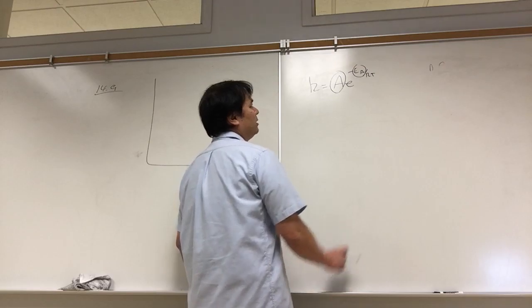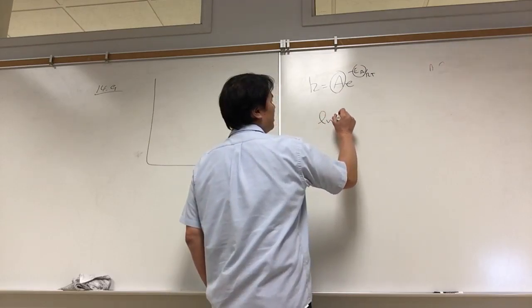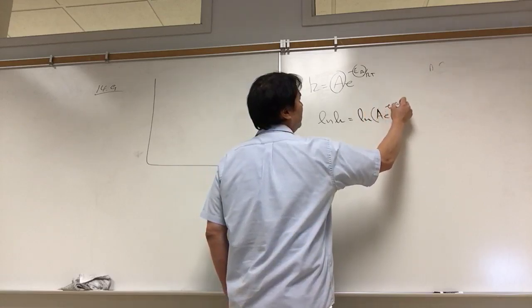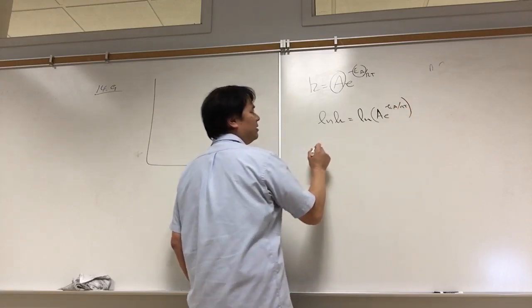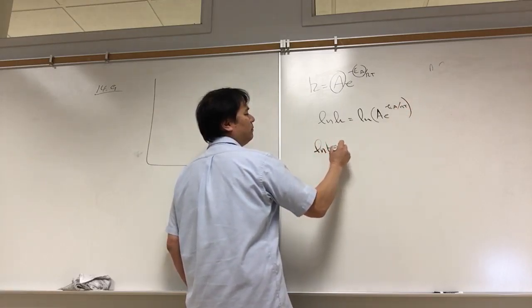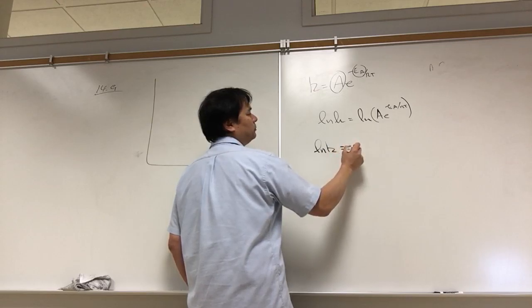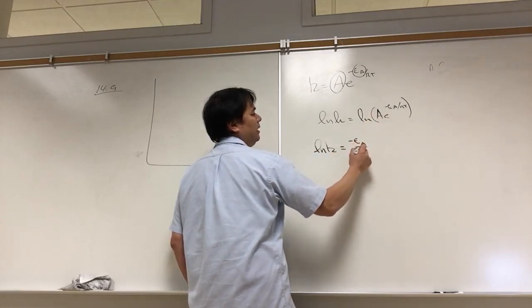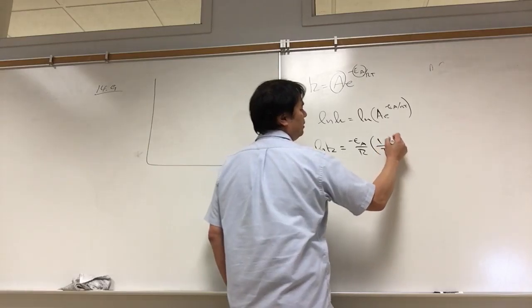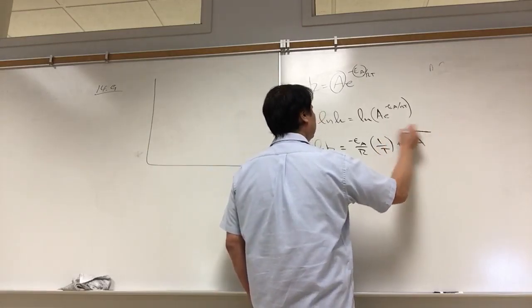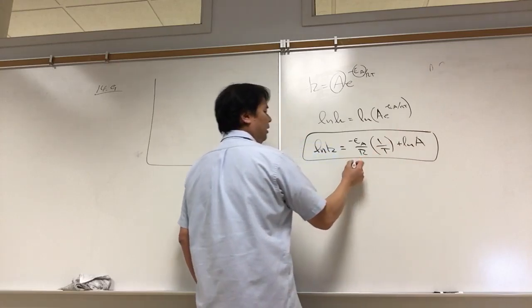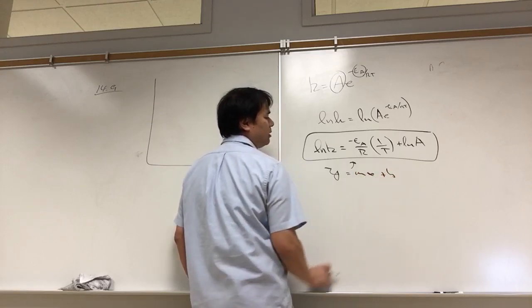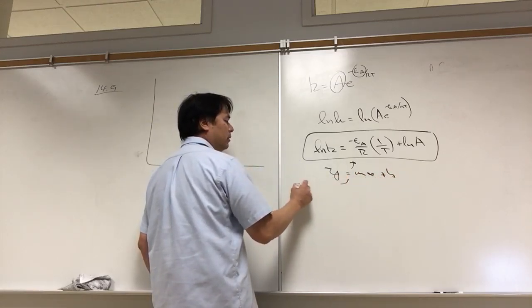If we take the natural log of both sides, so we take the ln of k, this is going to equal the ln of A e to the minus EA over RT. Simplifying, ln of k is equal to minus EA over R, 1 over T, plus the ln of A. This equation is y equals mx plus b, a linear equation, and this is called an Arrhenius plot.